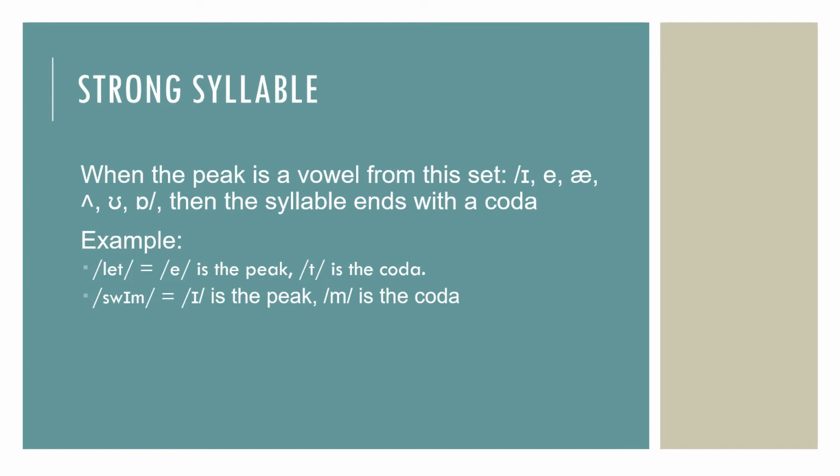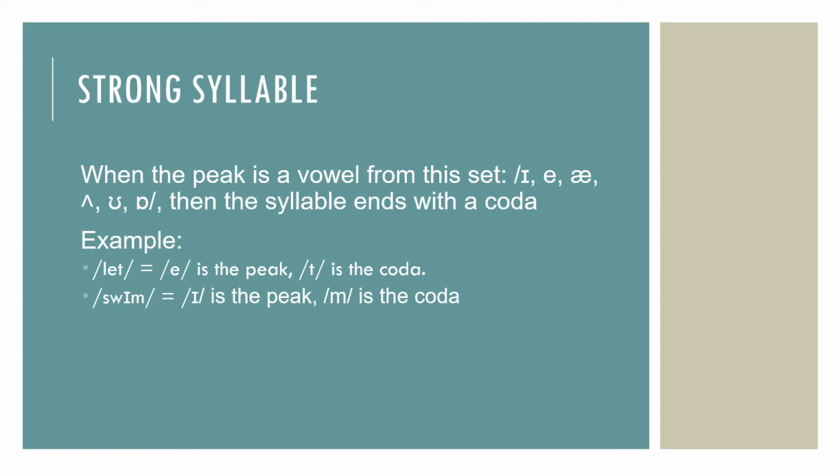Now let's discuss more on the strong syllable. When a syllable has a vowel from this set, I, E, A, O, and O, and the syllable ends with a coda, then definitely the syllable belongs to strong syllable. For example, the word let, which contains only one syllable, has E as its peak and ends with T as its coda, so the word let belongs to strong syllable.